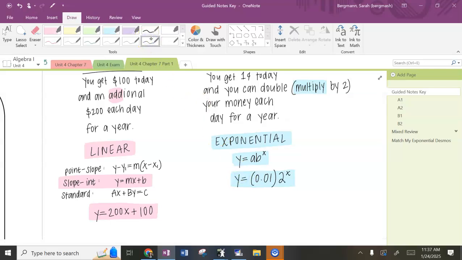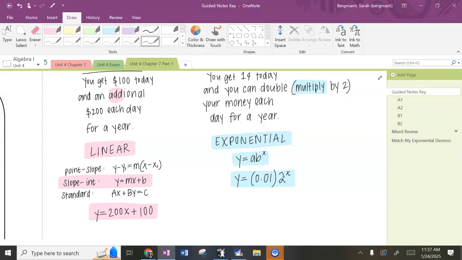So in both formulas, you'll see that you have to know the starting amount, whether that's 100 in option 1 or 1 cent in option 2. The starting amount is always the y-intercept. Then you also have to know what you're adding or multiplying by each day or each time. In linear, it's the slope. In exponential, it's the base. So hopefully you're starting to see the similarities and differences here between linear and exponential.